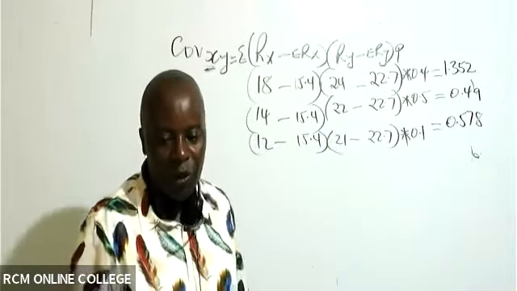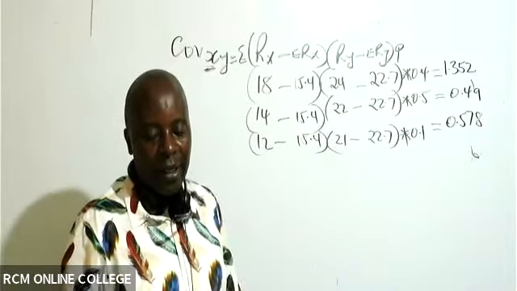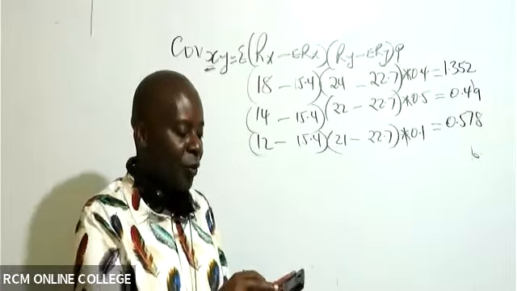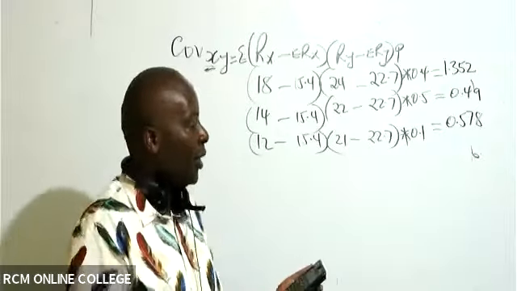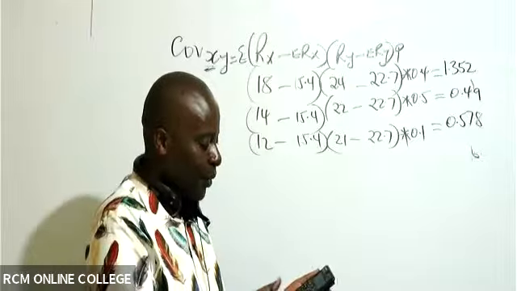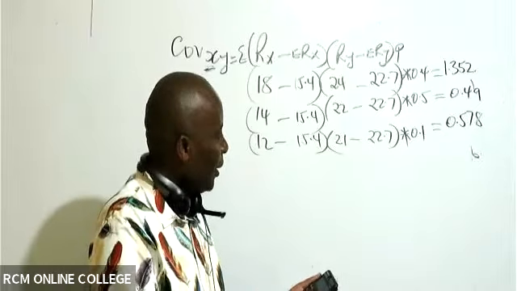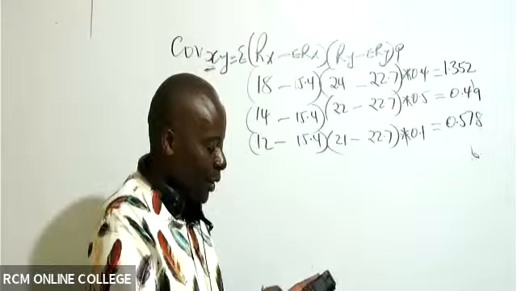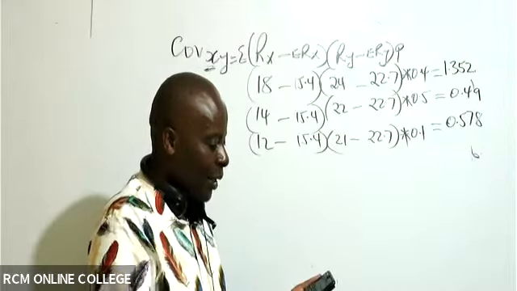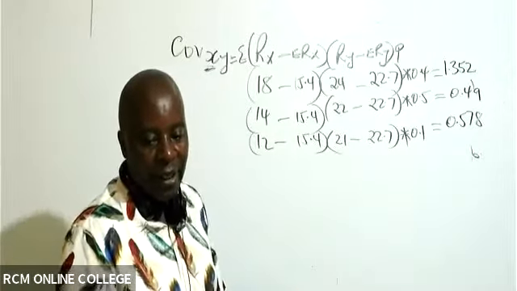0.578. The third one is 0.578. So all of us, let's confirm the third one. The third one is 12 minus 15.4, close, times, open, 21 minus 22.7, close, times 0.1 equals. So I'm getting here 0.58. Right. Thank you so much.